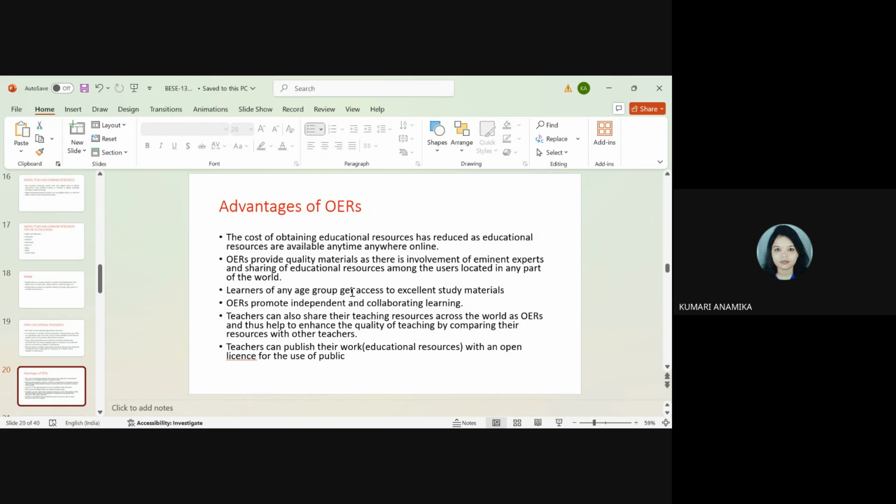And the teachers can also share their teaching learning resources across the world as OER, and thus help to enhance the quality of teaching by comparing their resources with other teachers. And the teachers can publish their work, which are educational resources, with an open license for the use of the public.